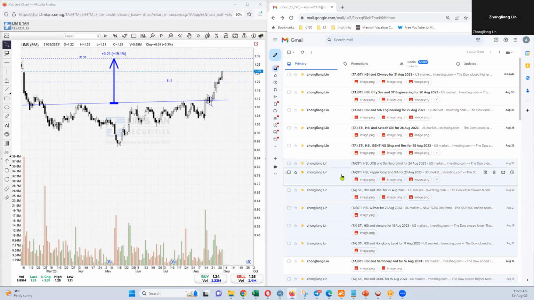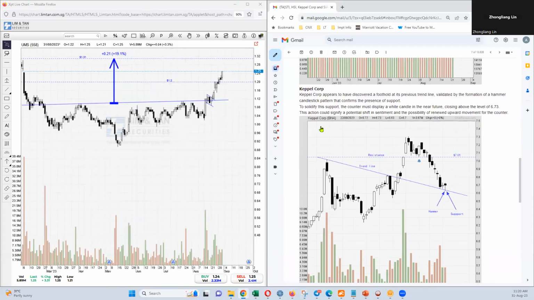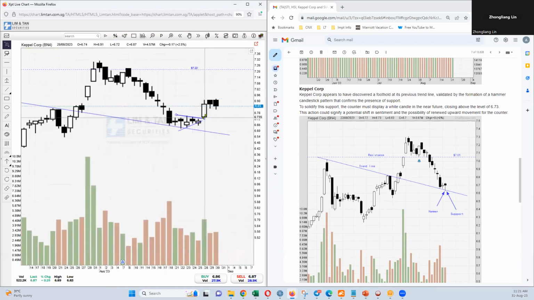Then Keppel Corp. Watching for a rebound over here. There's a hammer pattern. Like I said a couple of videos ago, it doesn't have confirmation until right here, where we have this confirmation. Now it's consolidating, and this is a short-term price pattern again, a pennant pattern. If it can have another breakout, then we are seeing potential of hitting back this 7.04 or 7.05, which was the initial target as well. Let's see whether Keppel Corp can go there.